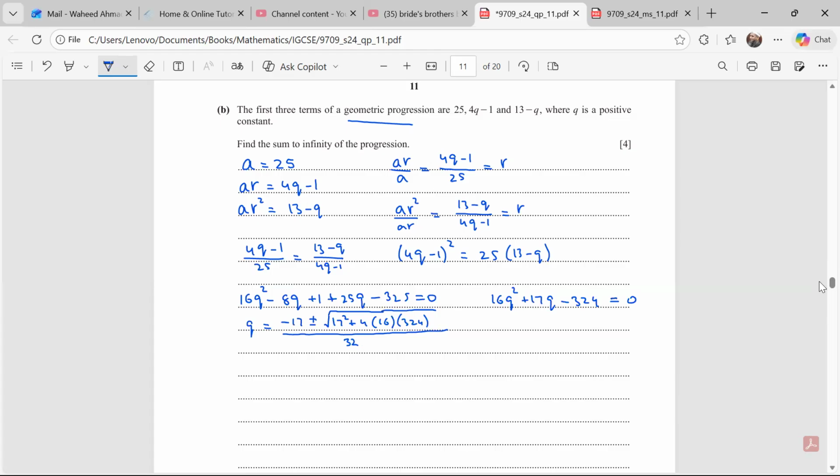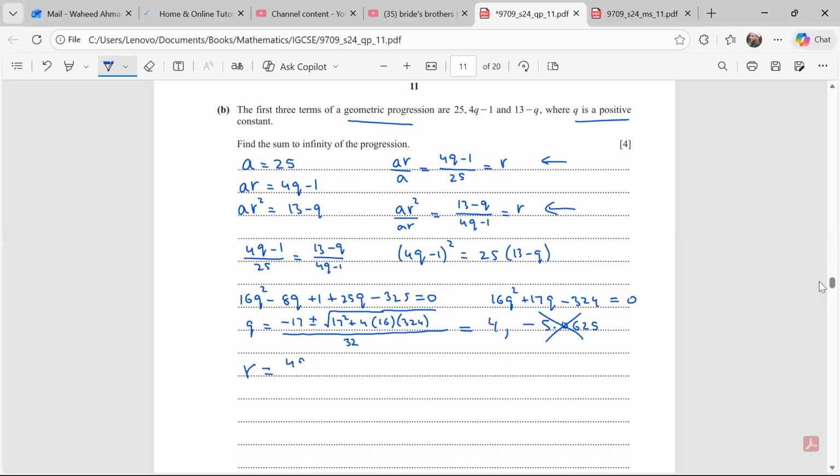Okay, so I use a calculator, solve it, and I have two answers. One is 4, and the other one is minus 5.0625. Luckily, we are told that q is a positive constant, so I will ignore this value. So now I have a value for q, only one value, which is 4. Using this value, I can find the common ratio now, R. I can use any expression, this one or this one. So let's use the first one, it looks a little bit simple.